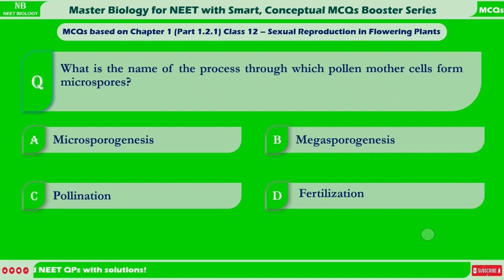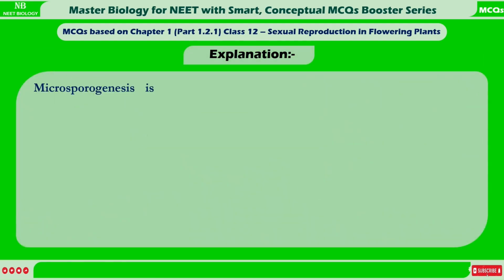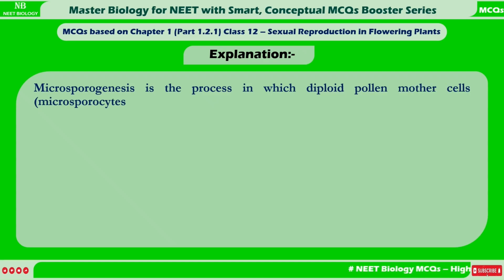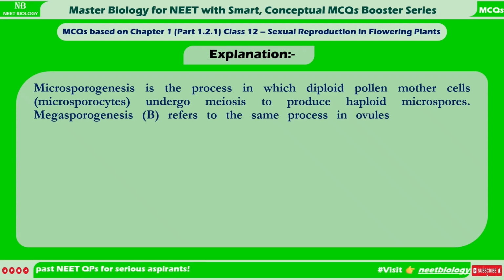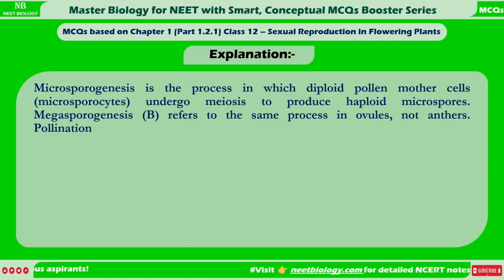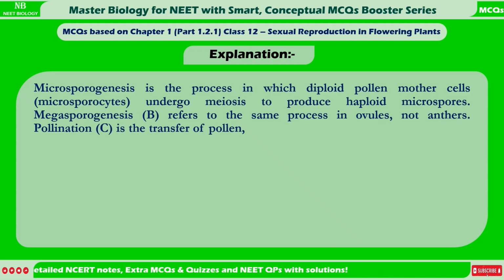Correct answer is A. Microsporogenesis. Explanation. Microsporogenesis is the process in which diploid pollen mother cells, microsporocytes, undergo meiosis to produce haploid microspores. Megasporogenesis, B, refers to the same process in ovules, not anthers. Pollination, C, is the transfer of pollen, and fertilization, D, is the fusion of male and female gametes.